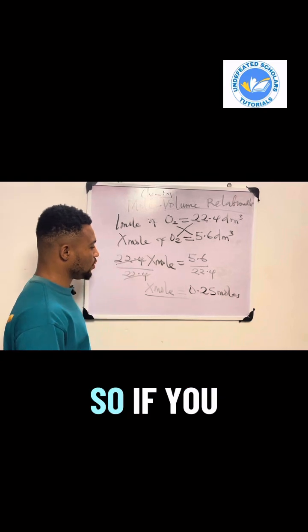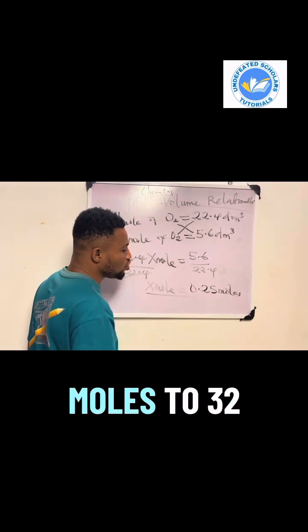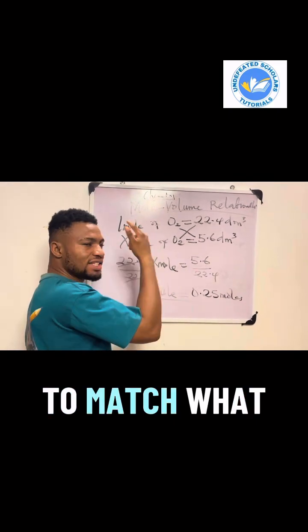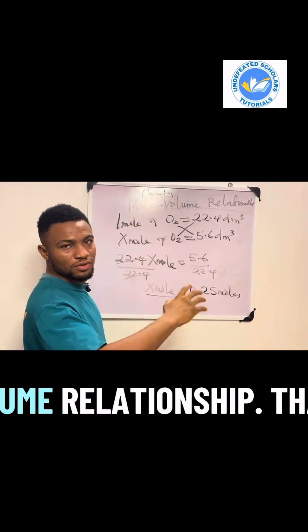Do you understand? So if you multiply this 0.25 moles by 32 grams, you're going to get 8 grams, to match what we earlier solved when we solved the mass to volume relationship.